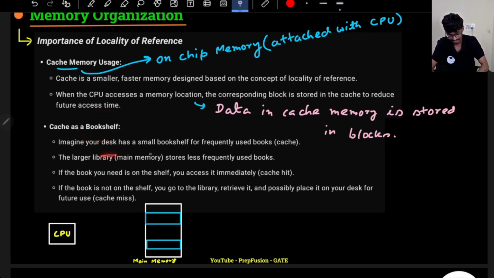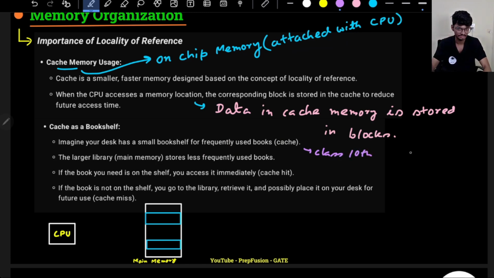There is another analogy for cache memory: a bookshelf. Imagine your desk has a small bookshelf for frequently used books. Let's say you are currently studying in class 10th, so whatever books you use in class 10th will be there. Or if you are in engineering first year, whatever the subjects of your semesters are, those books will be stored in your desk bookshelf.